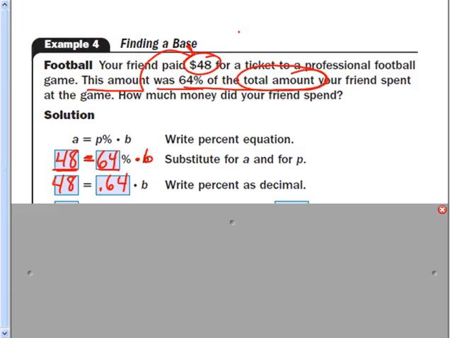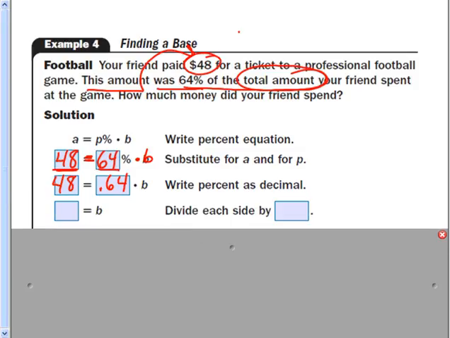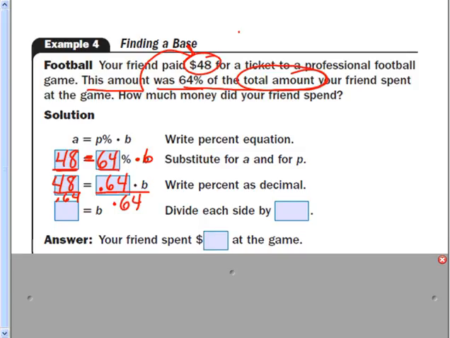We want to isolate B. That's what we do in algebra. We isolate the variable. So we're going to have to isolate B. B is being multiplied by 64 hundredths. That means we're going to divide each side by 64 hundredths. That division can be done on a calculator. For those who are interested in seeing how it's done without a calculator, here's one way to do it.